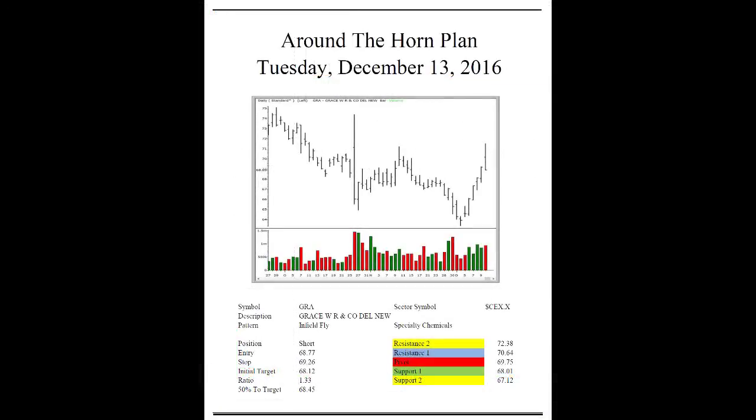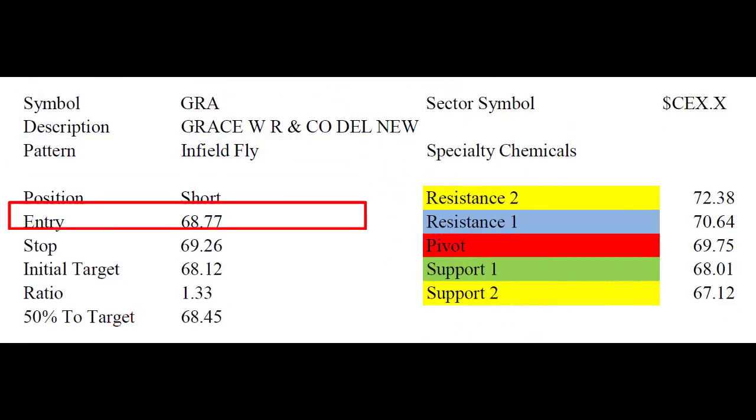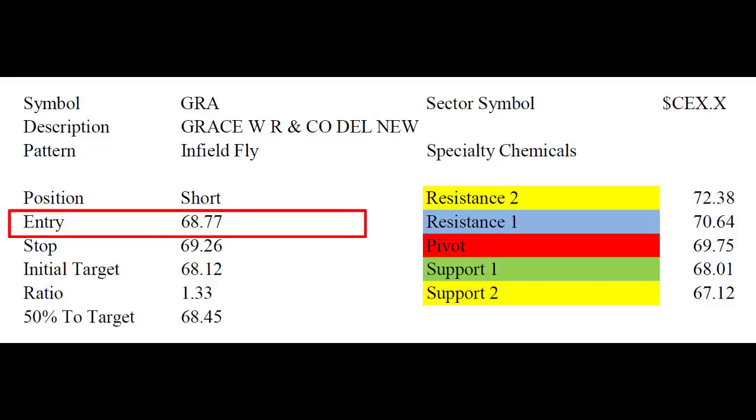So the next one on our list, GRA. This is an infield fly, short side setup, 68.77 entry, 69.26 stop.